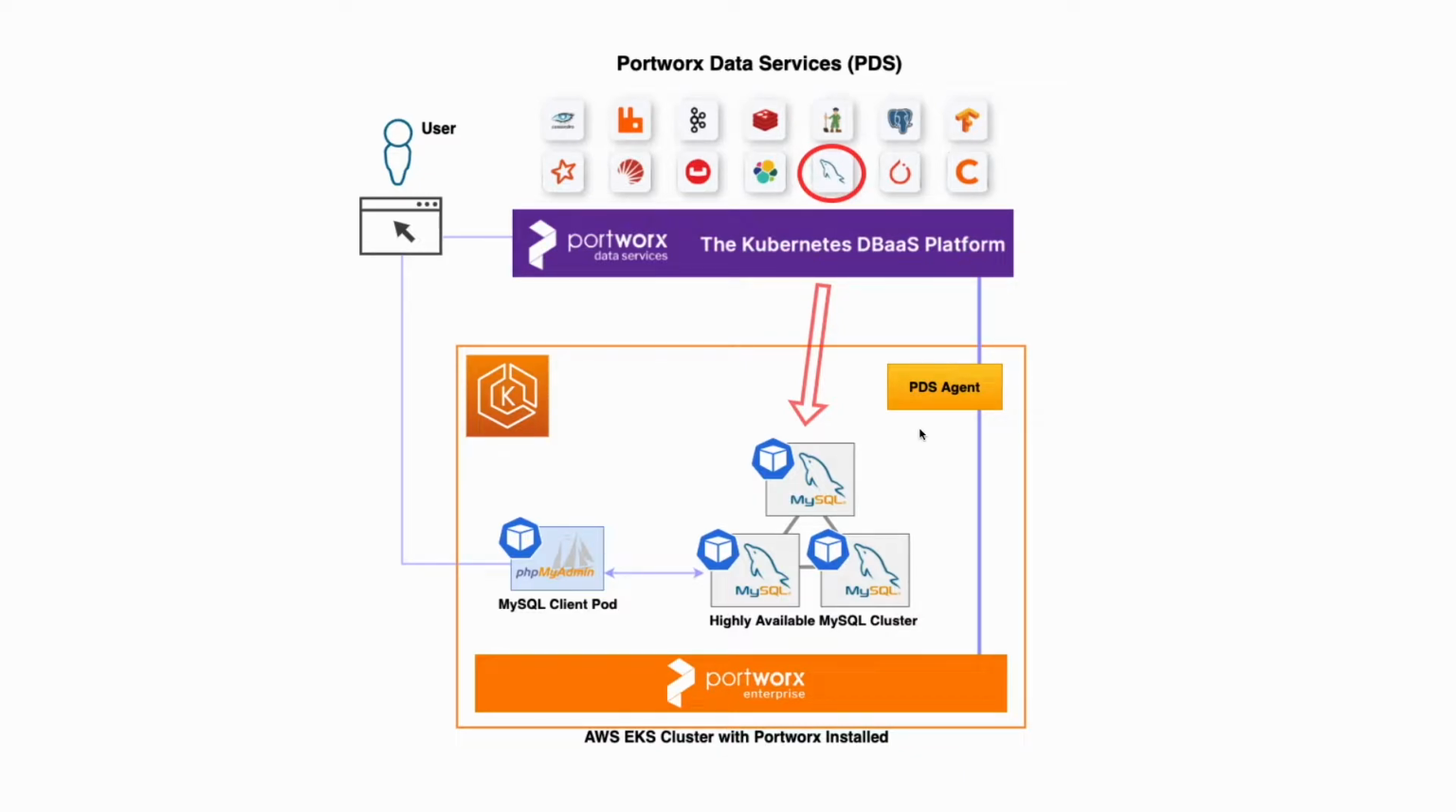When you register your EKS cluster to PDS, the PDS agent is deployed on your cluster. This enables the PDS agent to talk to PDS using reverse proxy, so no firewall changes on your end. Now PDS can deploy any database applications on your EKS cluster.